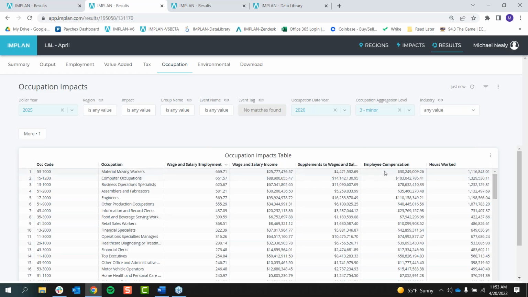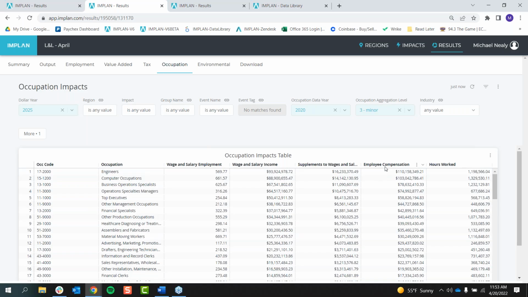And if we go ahead and sort this table by employee compensation descending, we can see that those computer occupations, occupation code 15-1200, are going to support a high level of wages and salaries as well, but that the top EC occupation here would be engineers, which of course makes sense.